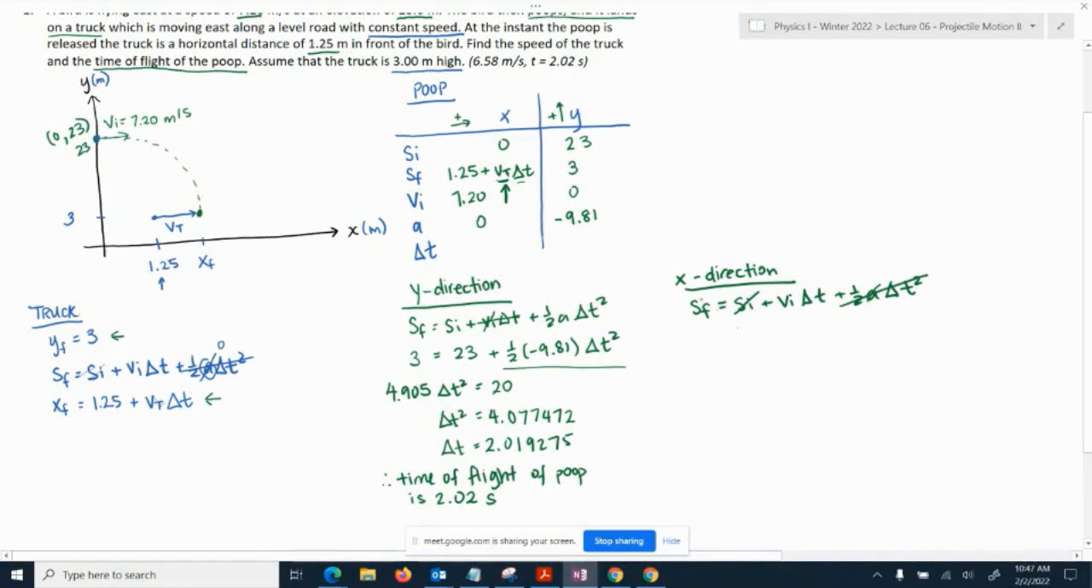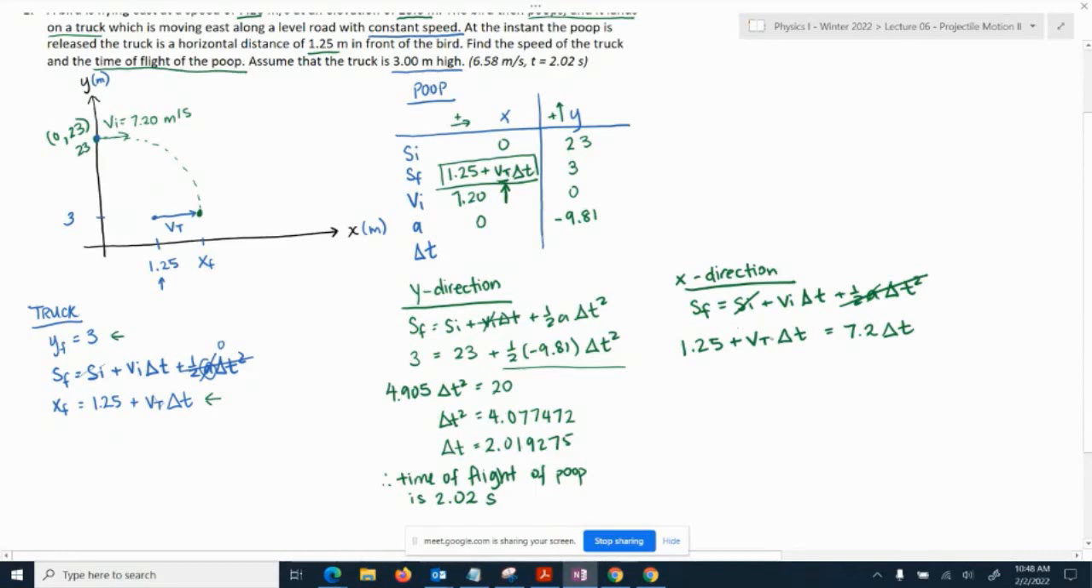Now I'm going to start to sub in all the numbers that I know. So SF is this whole thing. So I'm putting this in for my SF, 1.25 plus VT delta t equals V initial, which is 7.20 delta t. But I just found delta t in my y direction, and the delta t is the same whether we're looking at x or y direction. Okay, so I'm going to put my delta t in. I'm not going to use 2.02 because that has a lot of rounding errors in it. I'm going to use a longer number with more decimal places. So I'm going to use the 2.019275.